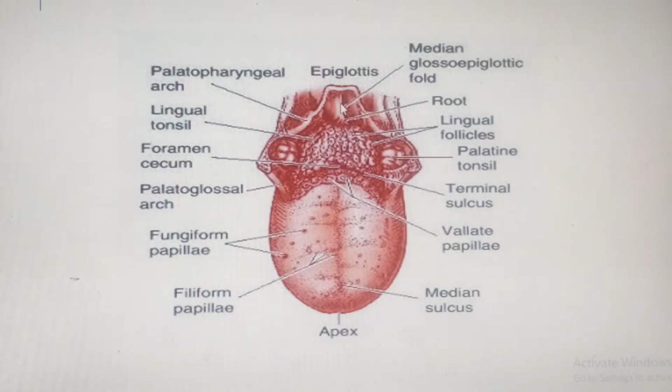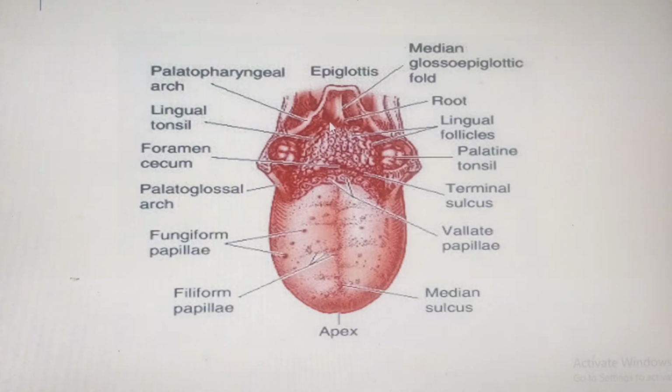So, the median glossoepiglottic fold. Not only do we have the median glossoepiglottic fold, because even lateral to this median one, we have what we call the lateral glossoepiglottic folds. There are two lateral glossoepiglottic folds, and in between the median and lateral glossoepiglottic folds will be what we call the valleculae. So the valleculae will be present between the median and the lateral glossoepiglottic folds.